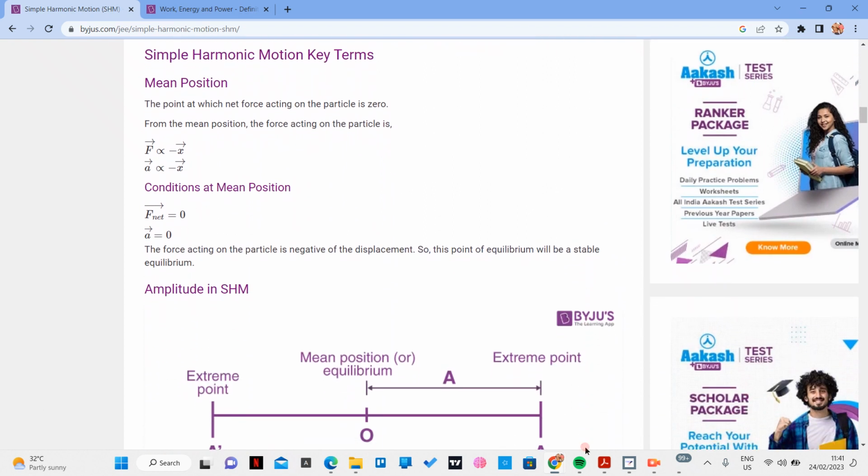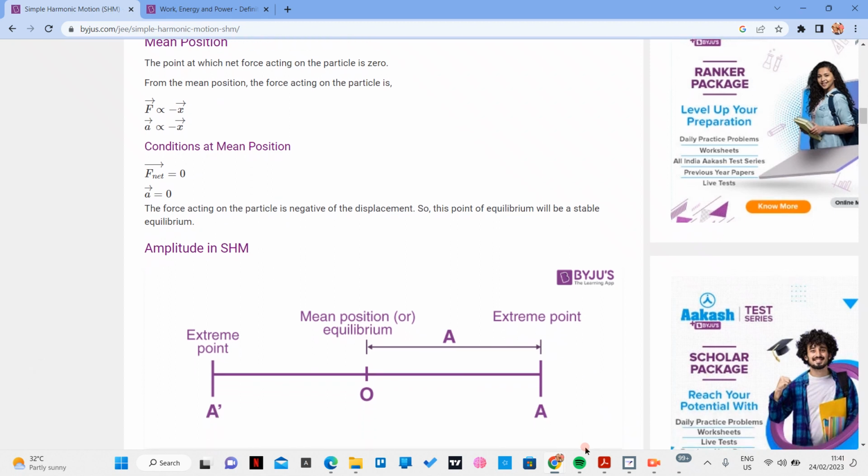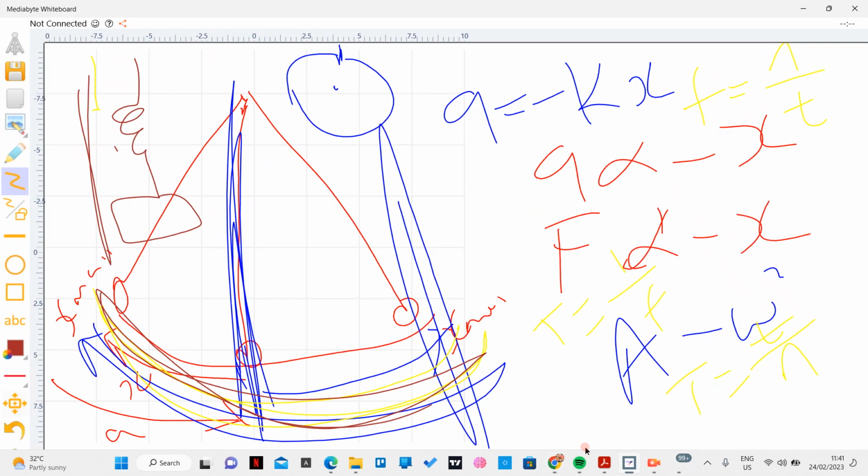Okay, these are some of the mean positions. I already talked about the mean position. And the acceleration at the mean position depends on the direction in which the object is facing. Let me use simple harmonic motion. This is becoming too jam packed.